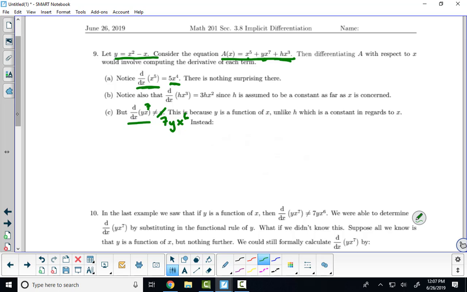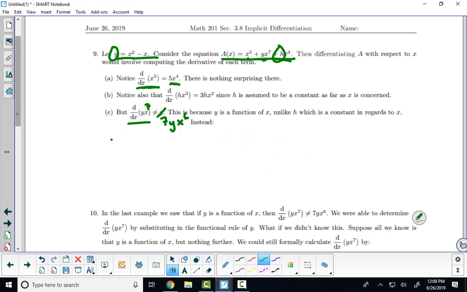Okay, so here's the thing, folks. What was h in this function here? Constant. We just inferred that by its placement, by the letter choice we use. But what is y? Is y a constant? Y itself is another function of x, right? And so because y is also a function of x, I cannot treat it as a constant that just comes along for the ride.